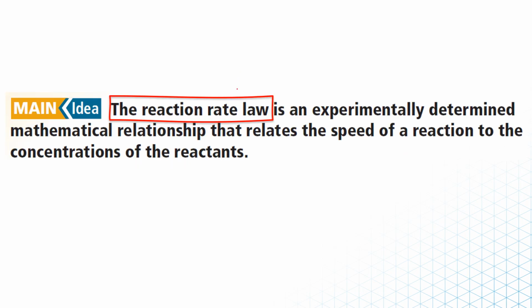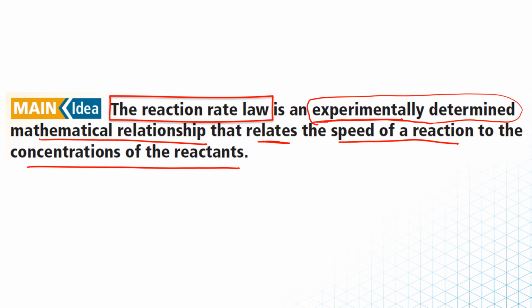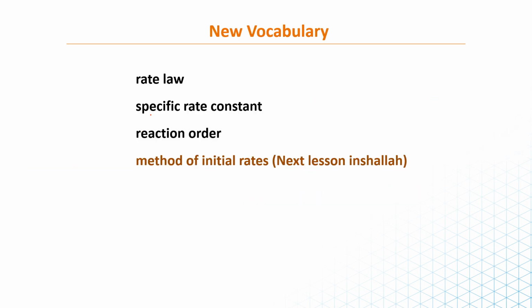The reaction rate law is an experimentally determined mathematical relationship. That means it is a mathematical relationship determined from experiments. There are data, there are numbers. Experimentally determined. That relates the speed of reaction and the concentration of the reactants. So the rate is related to the concentration of reactants. There is a relationship between them, a mathematical relationship we get from experiments. And this is what we are going to discuss today, guys. Okay? So there is a relationship between the rate and the concentration of the reactants, and that is called the reaction rate law. Okay, so these are the important keywords, guys.